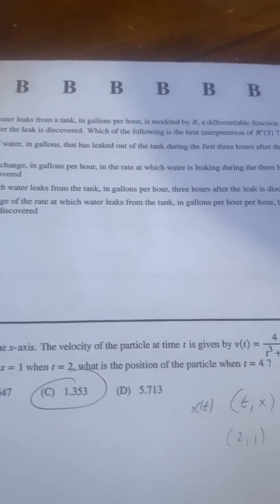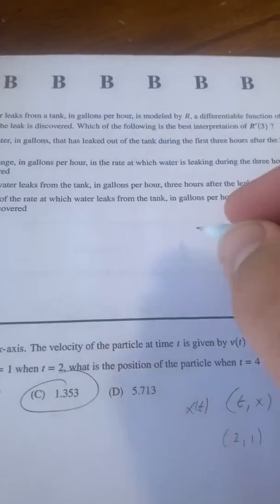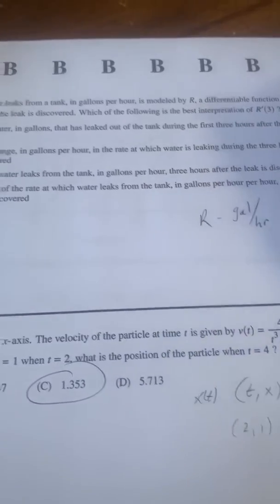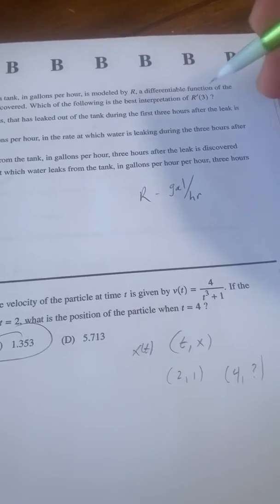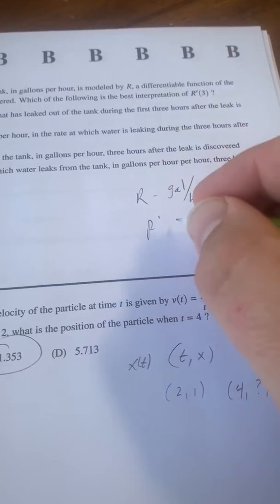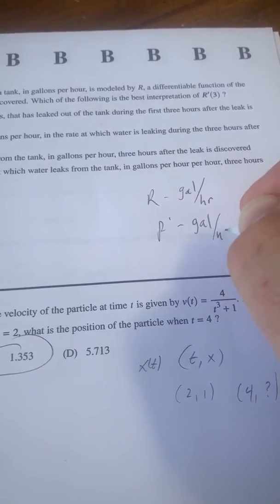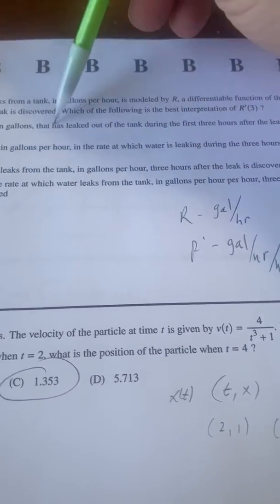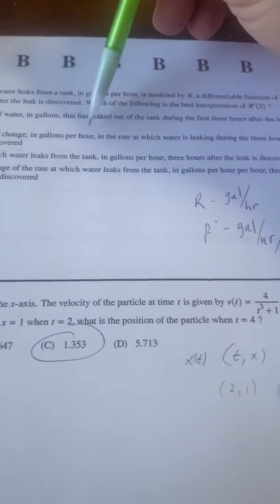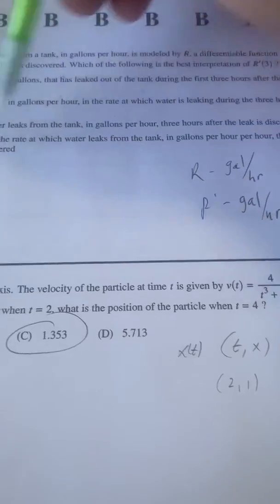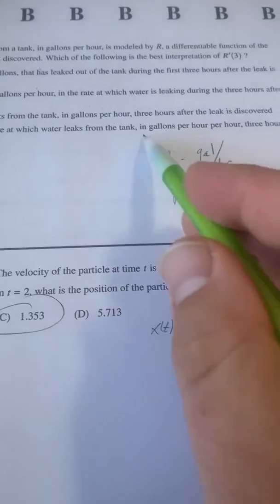Here we've got the rate at which water leaks from a tank in gallons per hour is modeled by R. So R is measured in gallons per hour. And then they were curious about what the best interpretation of R prime of 3 is. So if R is in gallons per hour, then R prime has to be in gallons per hour squared. So we have the amount of water that is leaked out of the tank. Nope, it's definitely not an amount. The amount of change in gallons per hour, definitely not in gallons per hour. The rate at which water leaks from the tank in gallons per hour, definitely not. So D is the only one that says gallons per hour.